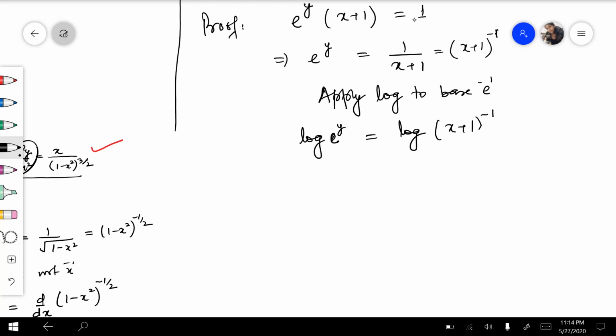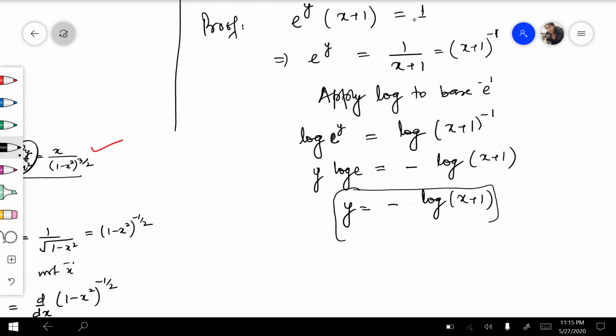Now this is log m raised to power n, so it is y log of e is equal to minus 1 times log of x plus 1. As we know that log e is equal to 1, so we have y is equal to minus 1 times log of x plus 1. So here we have this one.